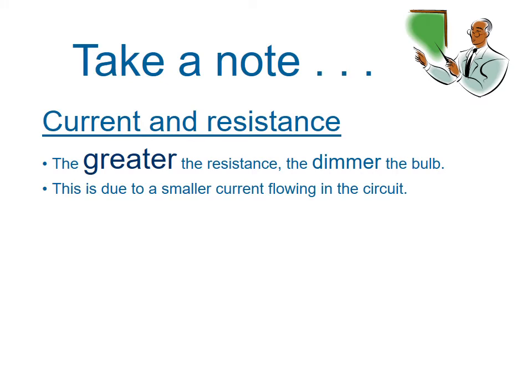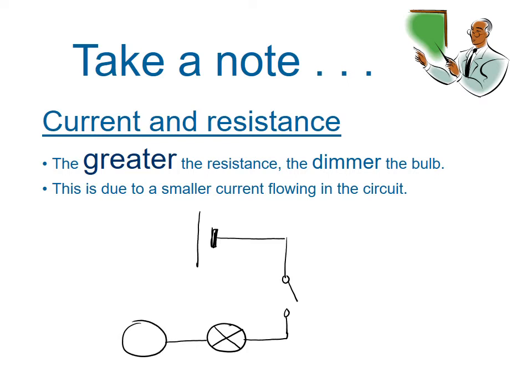So we're going to have a look at the relationship between current and resistance now. To do this, I'm going to draw a circuit diagram. So here I've got a cell, and I'm going to draw a switch. Now remember, when the switch is closed, the circuit is complete and the current can flow right round the circuit. I'm going to draw a bulb or a lamp here, an ammeter to measure the current. I'm going to draw in a resistor.